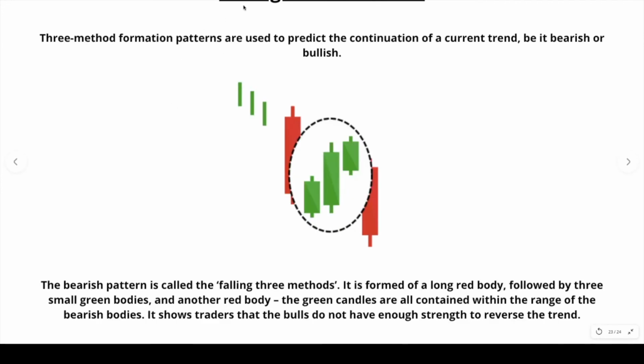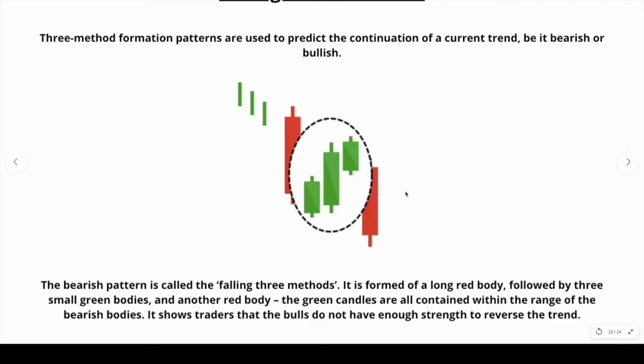Next up, we have the falling three method. Three method forming patterns are used to predict the continuation of a current trend, be it bearish or bullish. The bearish pattern is called the falling three method. It is formed of a long red body followed by three small green bodies and another red body. The green candles are all contained within the range of the bearish bodies. It shows traders that the bulls do not have enough strength to reverse the trend.